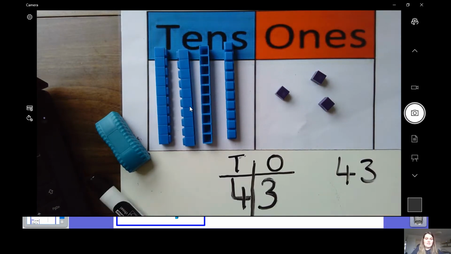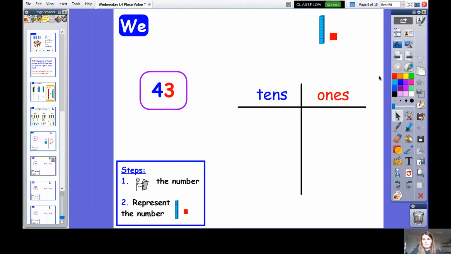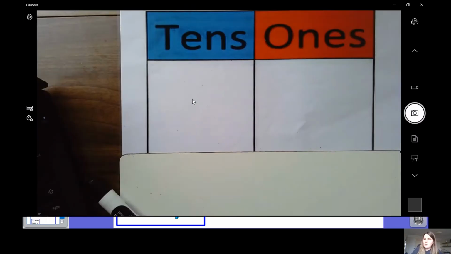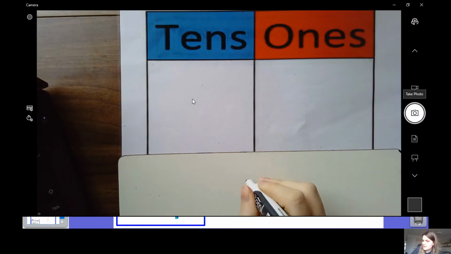Fantastic. Okay, let's see if you can help me with this one. This time, I want to make 27. I want to make 27. What is the first thing I need to do? Read the number. Okay, we've read the number, and the number is what? 27. Fantastic. What do I do now?